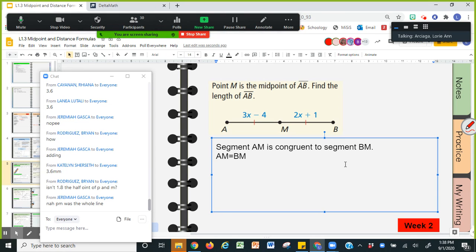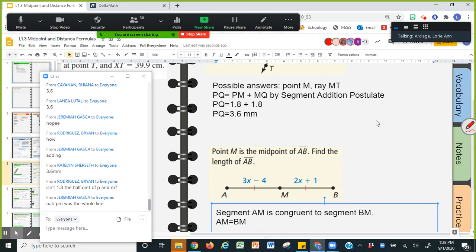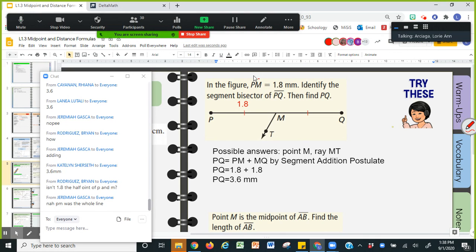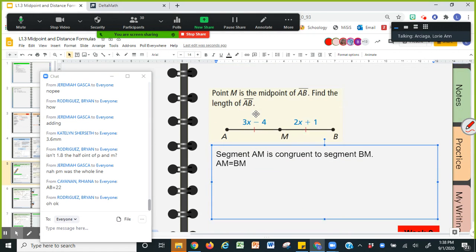Brian had a question. Isn't 1.8 the half point of P and M? Oh, no, honey. It means PM is the length already. So it doesn't mean that the coordinate of M is 1.8. No, it means the length. Okay, Rihanna said it's 22.